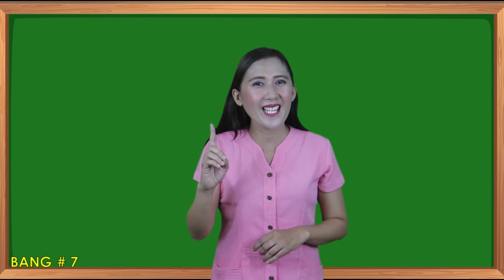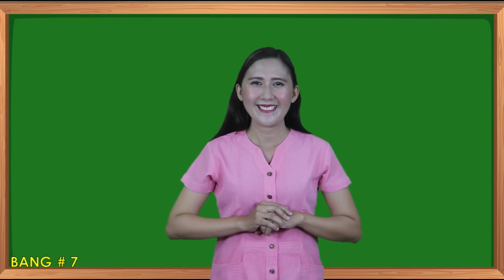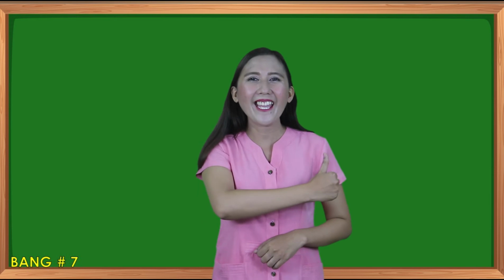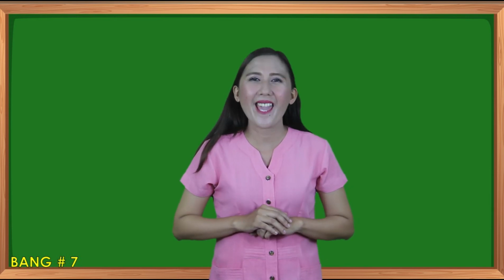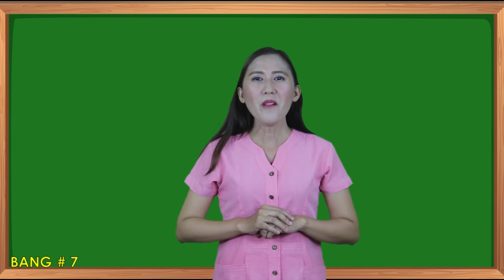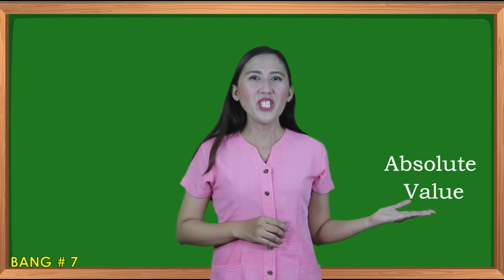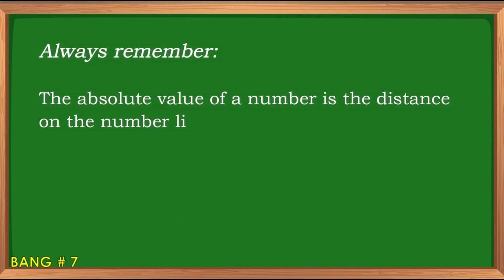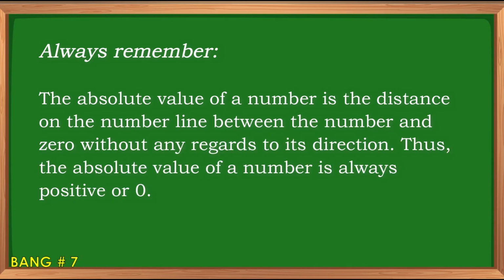So what do you think is our topic for today? You got it right! Okay, our lesson for today is all about the absolute value of a number. Always remember, the absolute value of a number is the distance on the number line between the number and 0 without any regards to its direction. Thus, the absolute value of a number is always positive or 0.